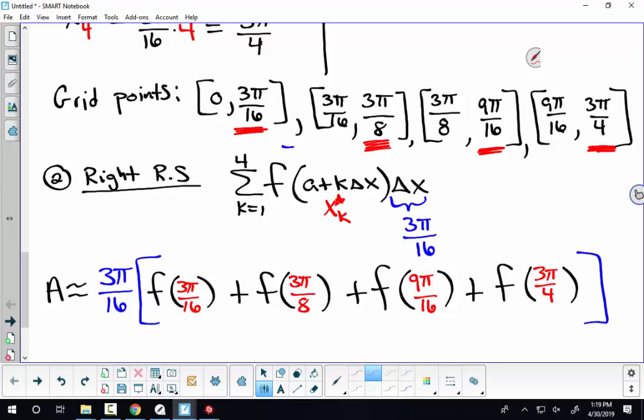So that's what our Riemann sum that we wrote up here turns into once we evaluate that at the right endpoints. Does that make sense? A lot of the notation is very heavy, but all we're doing is taking this region, dividing it into 4 rectangles, and finding the area of each rectangle. So this delta x 3 pi over 16 times f of 3 pi over 16, that's the area of the first rectangle. This times this is the area of the second, this is the area of the third, and this times this is the area of the fourth, and we're adding all of that together.